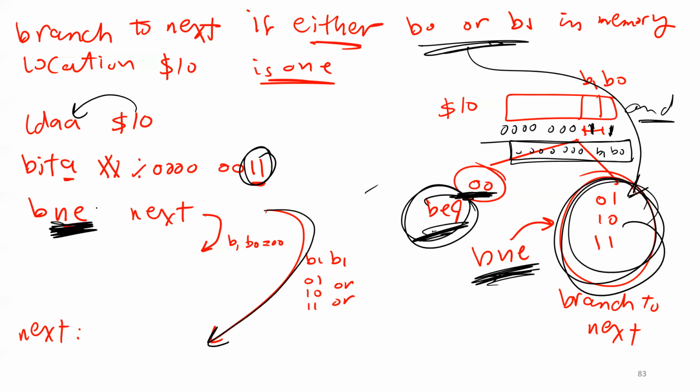Okay, so this branch is going to be taken when the 2 bits are any one of these values. However, if the result is 0, this branch is not going to be taken, and then we are going to come this way. And this is going to happen when the 2 bits are zeros. Okay, guys?